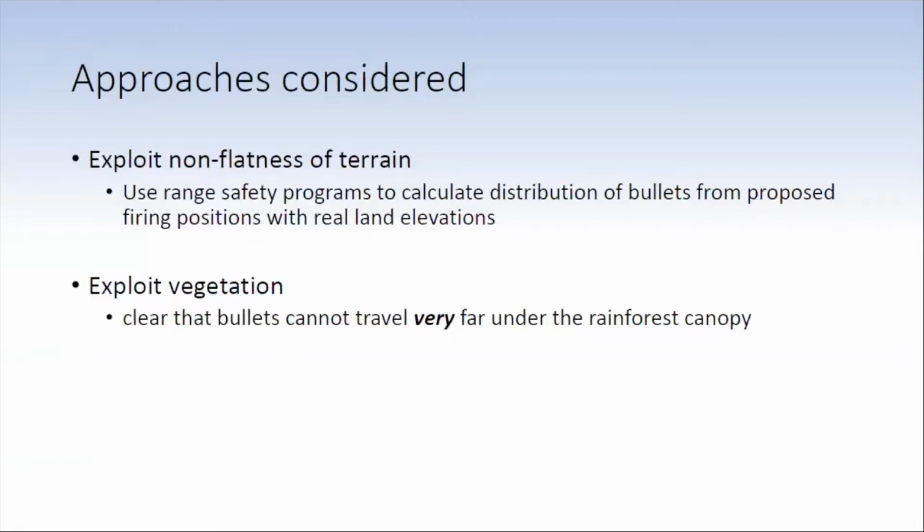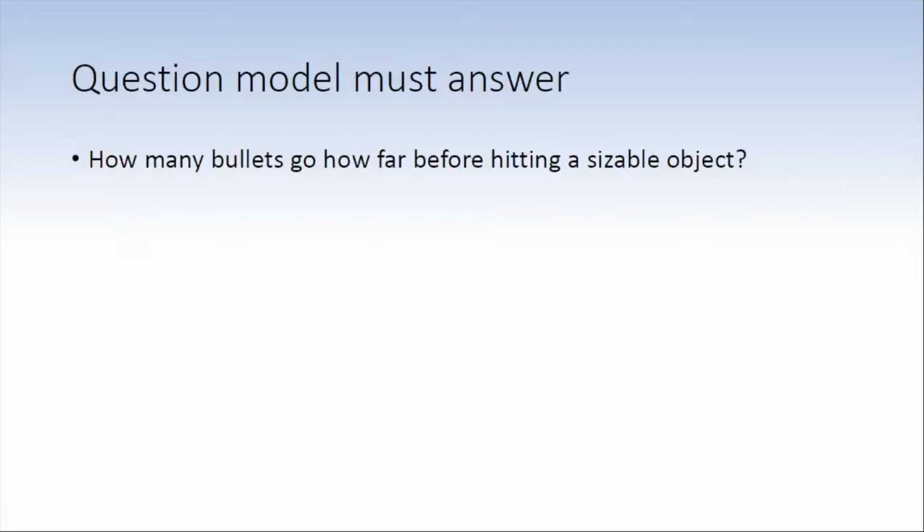But there was a simpler solution, perhaps, and that was, it seemed pretty obvious that they're not firing explosive things, they're only firing bullets. So there's a good chance that a bullet's going to hit something before it's gone too far. And maybe we can use that to demonstrate the safety. We're containing everything. So the question, what it means is a model. What must it answer? How many bullets go how far before hitting a sizable object? Or even a not terribly sizable object, actually, because if it hits something small, it can tumble, not go very far. But certainly if it hits something big, it won't go very far.